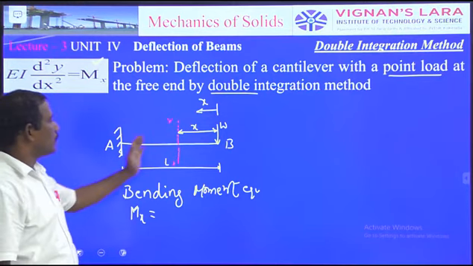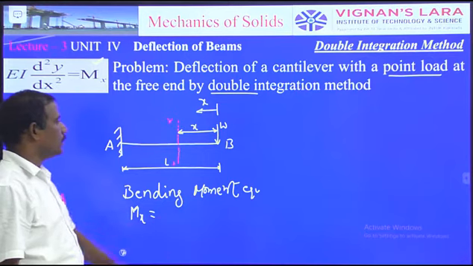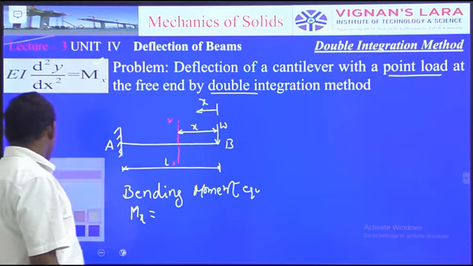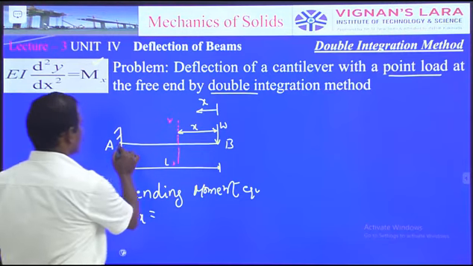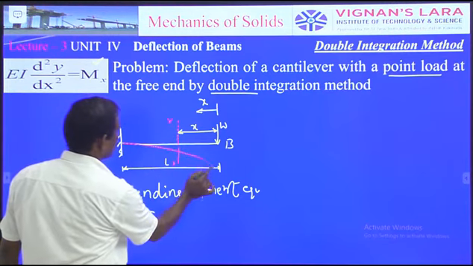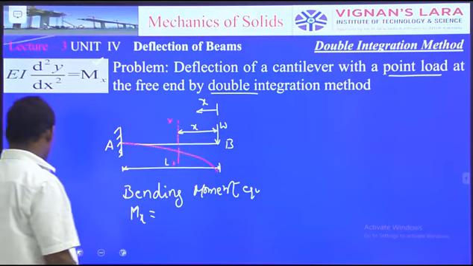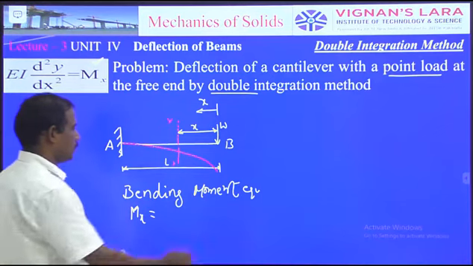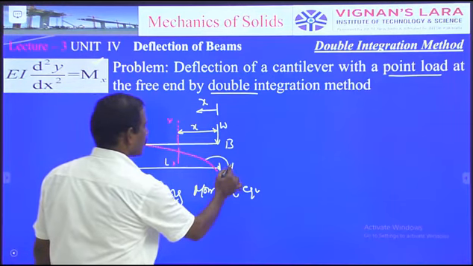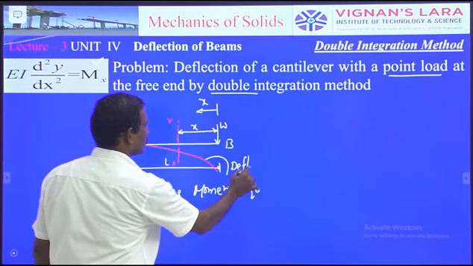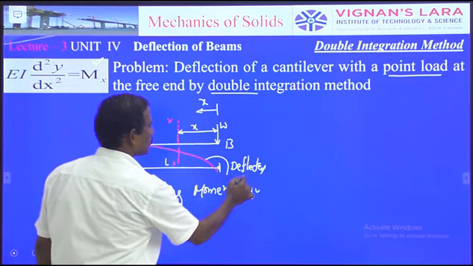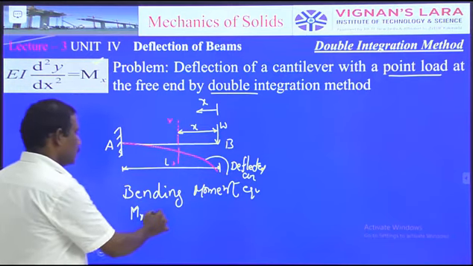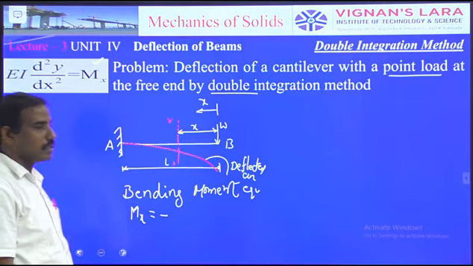Whenever the cantilever beam is subjected to a point load at the free end, it is deflected as shown in the figure. This is the deflected curve. So it produces the hogging moment, and hogging moment is taken as negative.